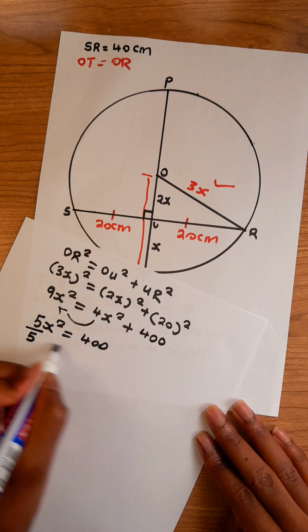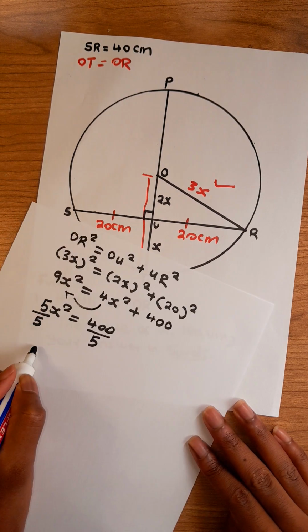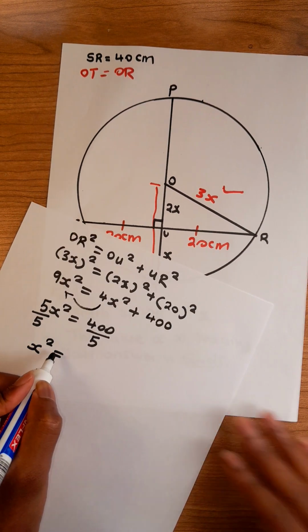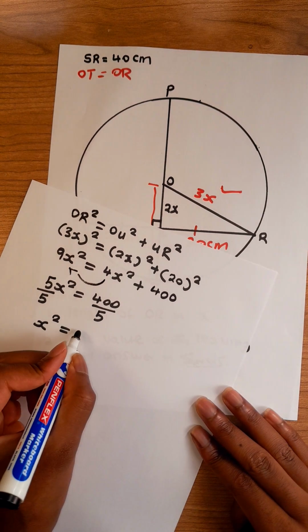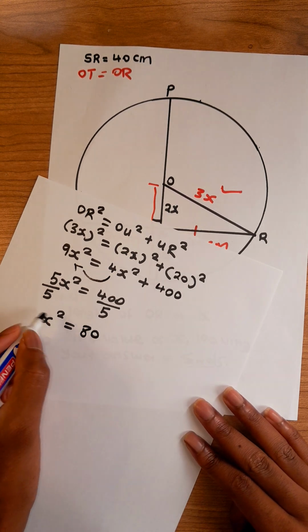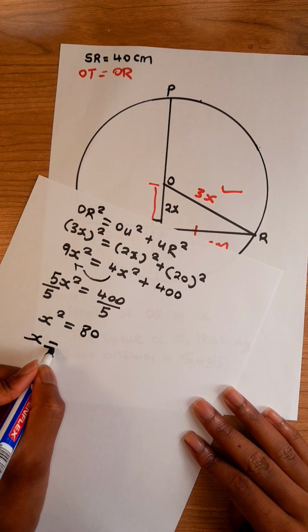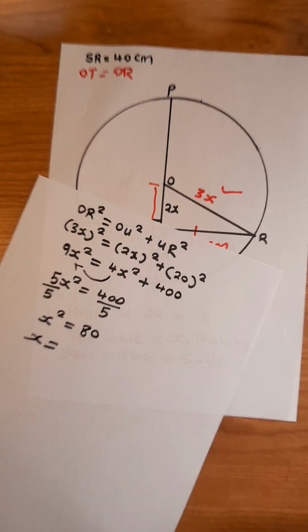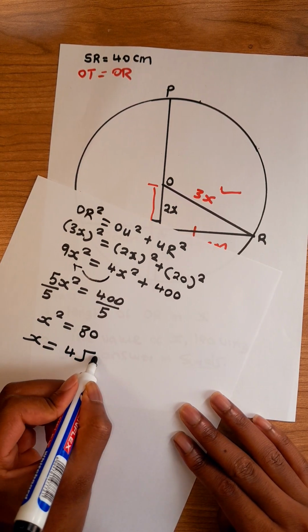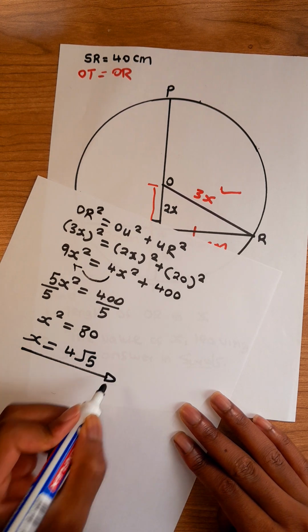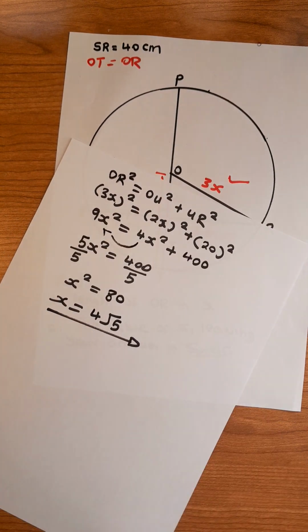So we want to divide both sides by 5, so we can be left with x squared. What is 400 divided by 5? It's going to be 80. If I put the square root on both sides, I am left with the square root of 80, which equals 4 root 5. So as you can see, this answer is left in simple surd form. So this is how you were supposed to answer this question.